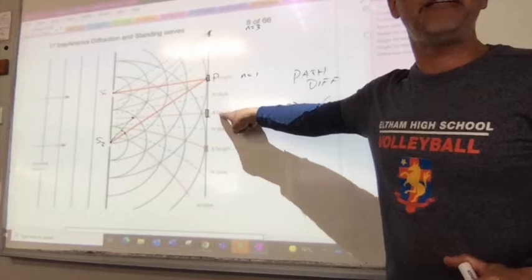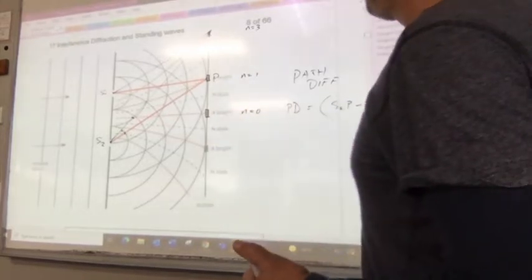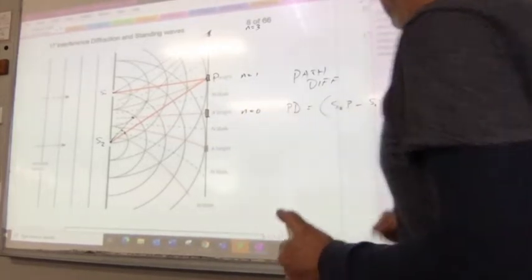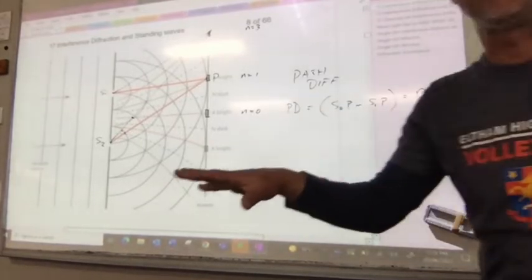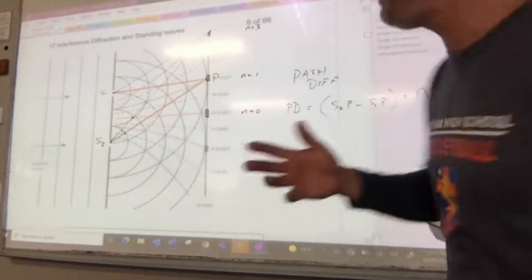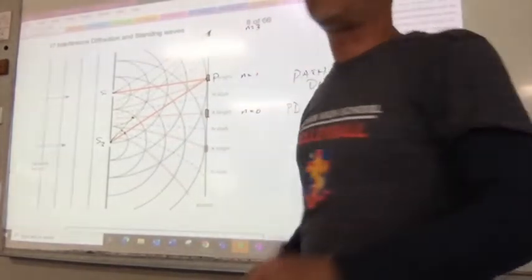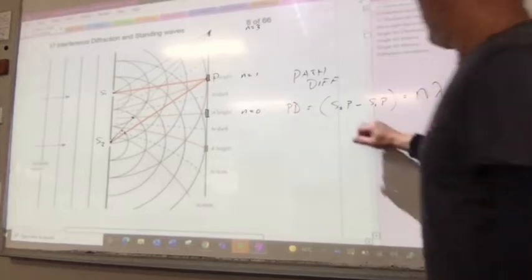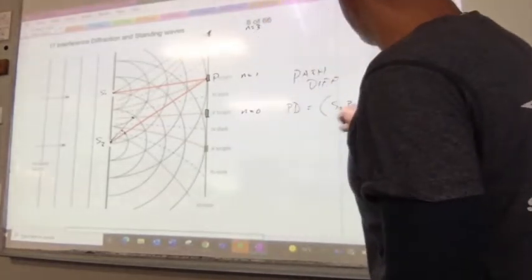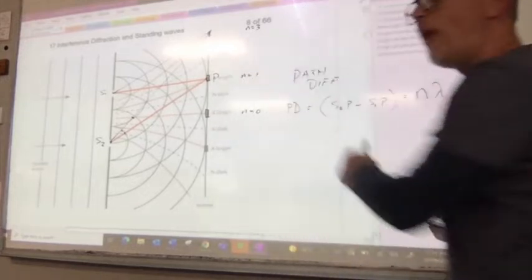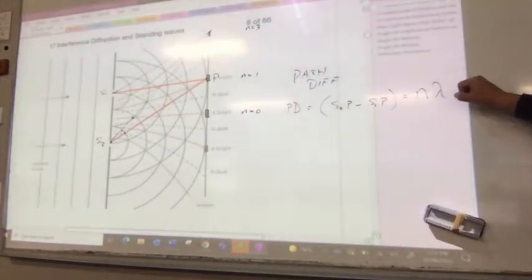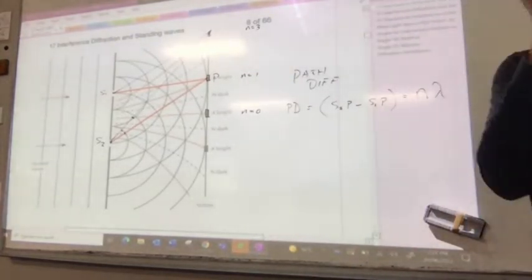So for the middle band, the path difference is, well, the middle band is n equals 0. All right? 0 times lambda, 0. That's the difference between them. There is no difference. They're the same length. Makes sense, right? If I want to go over to n equals 1, what's the path difference there? Well, I know S2P take away S1P should be 1 lambda. There should be 1 lambda in length difference.